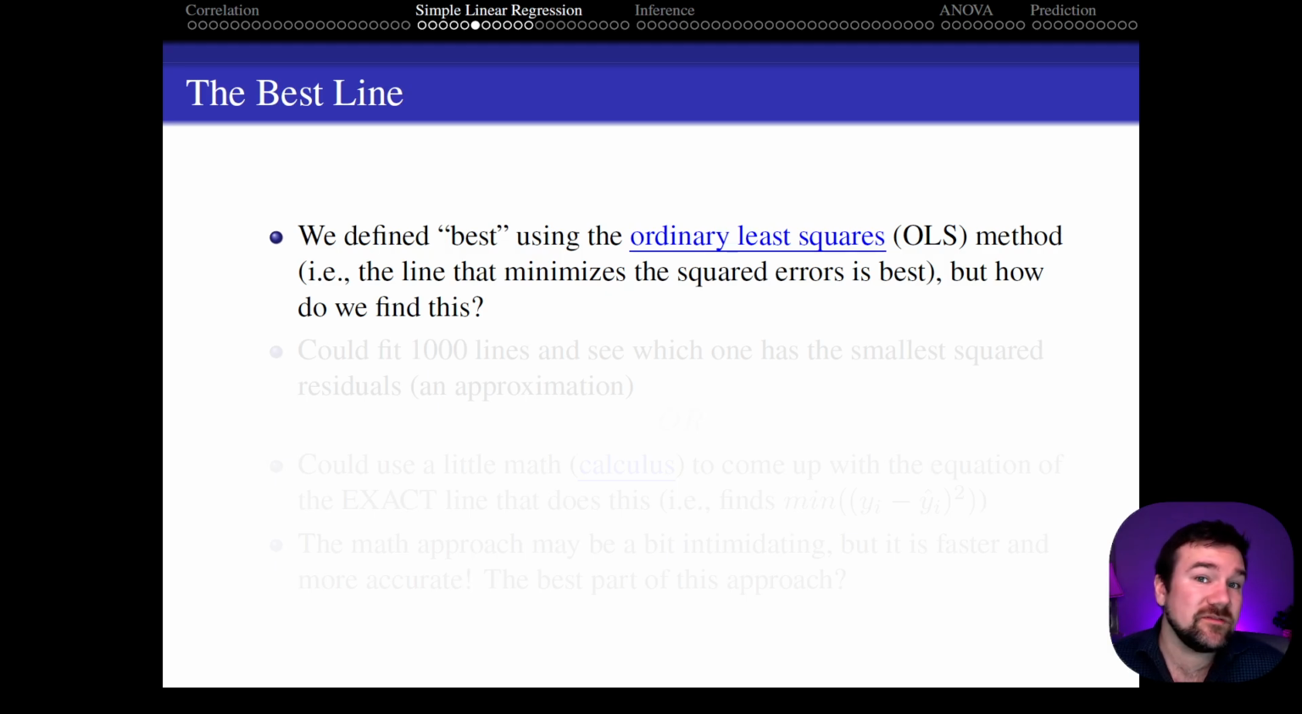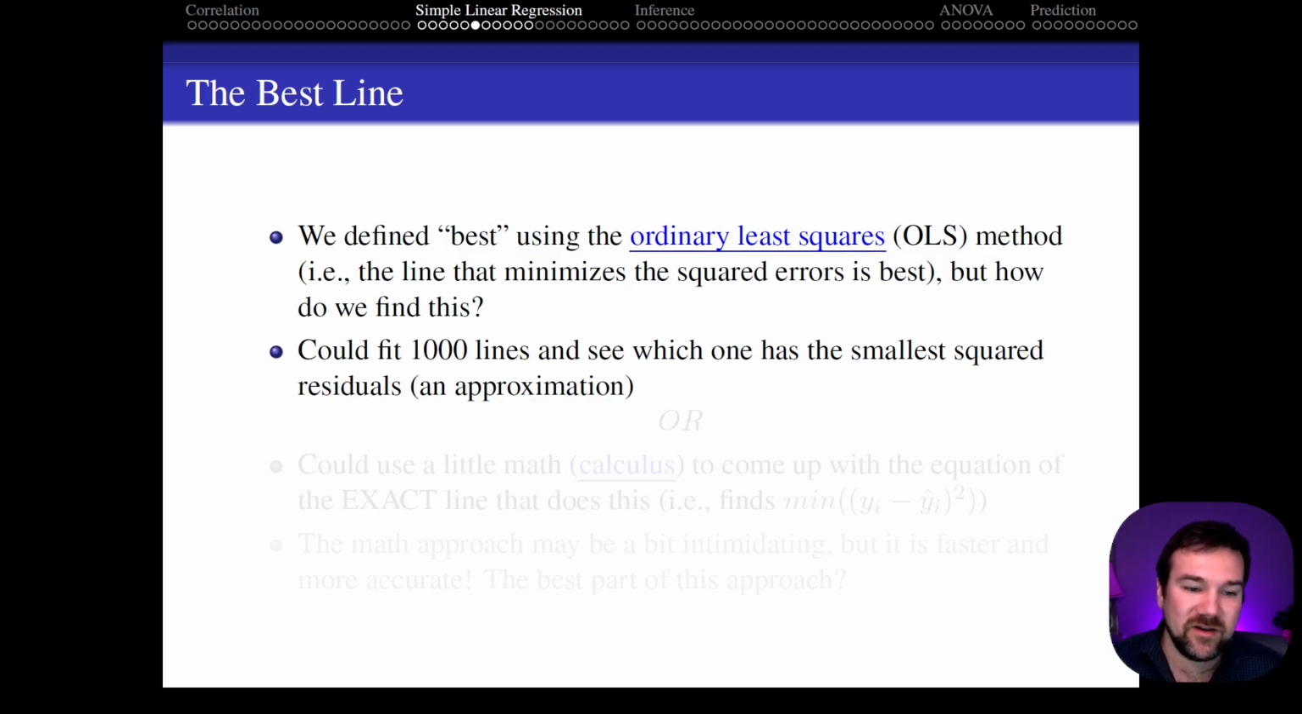Well, there's a couple of different approaches we could take. A bit of a machine learning approach is to calculate just 1,000 different lines and figure out which one has the smallest squared residuals. Now, this is never going to give us the perfect line mathematically. It's just going to give us, hopefully, a close approximation. This isn't necessarily a bad approach. And actually, in a case where we have no background knowledge, this might be the best approach.